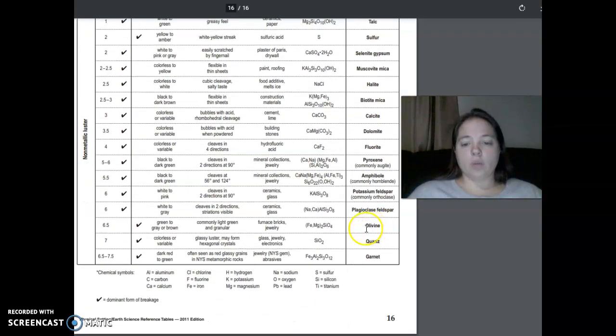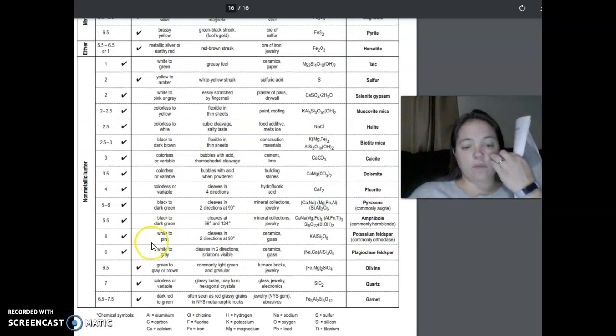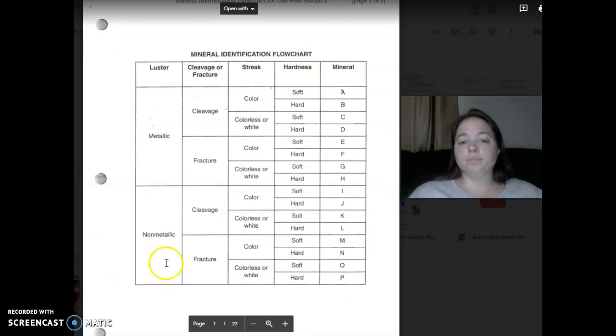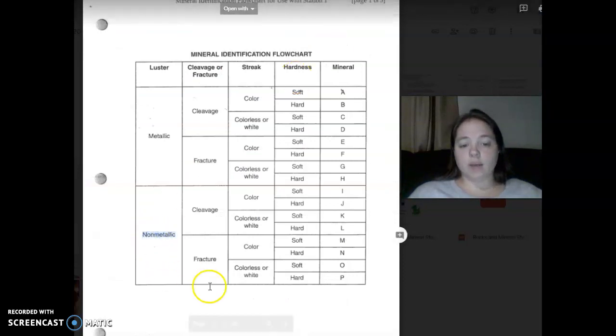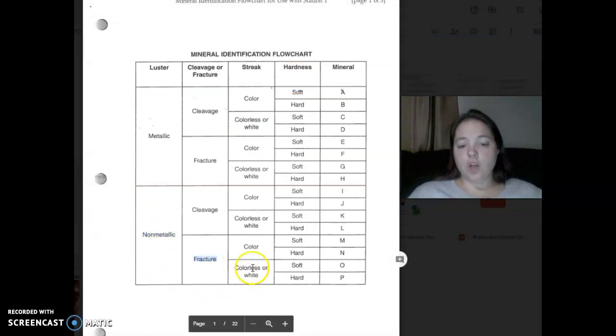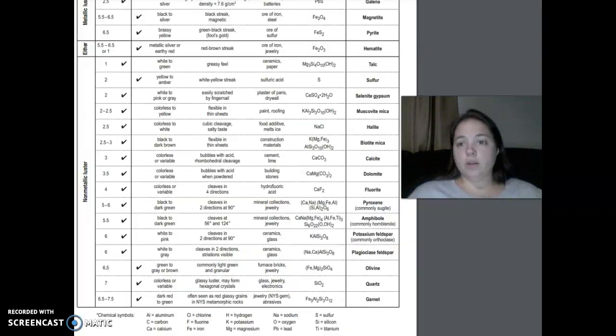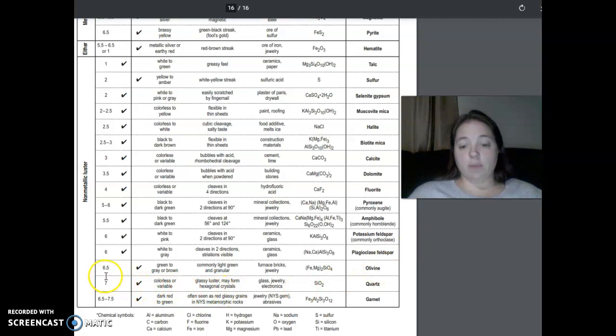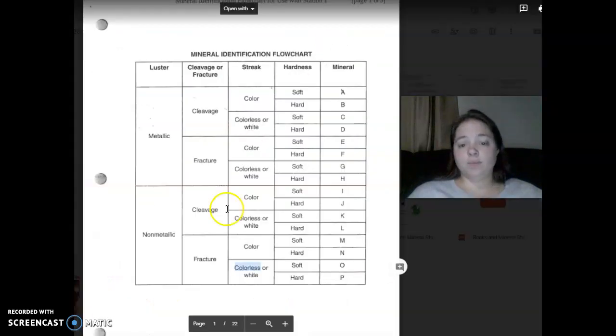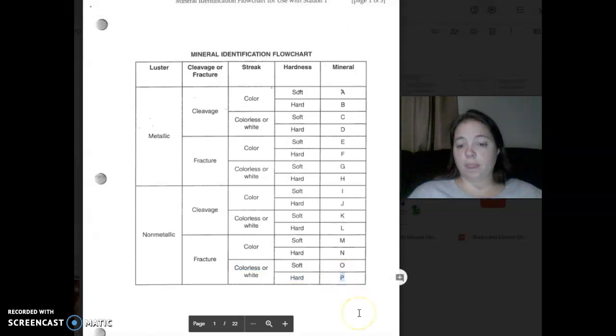So I'm going to go all the way down to olivine. Right here, it's a 6.5. Fractures. It's non-metallic. It fractures. There's no streak. And let's see if it's hard. It is most definitely hard. So it's going to be hard. It is going to be a P.